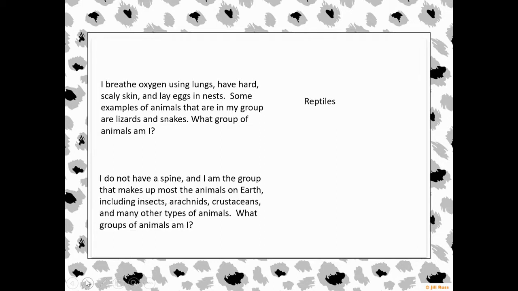All right, here's our next question. I do not have a spine, and I am the group that makes up most of the animals on Earth, including insects, arachnids, crustaceans, and many other types of animals. What group of animals am I? What is that called? Those ones without a spine. They are the invertebrate animals. Remember, without a backbone or spine. Most of the animals like insects.